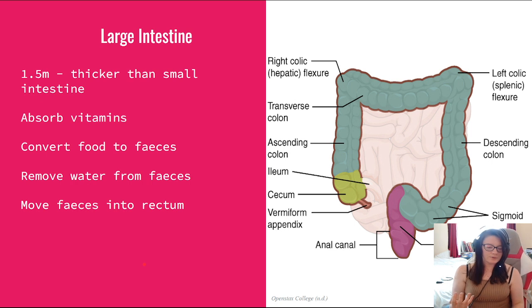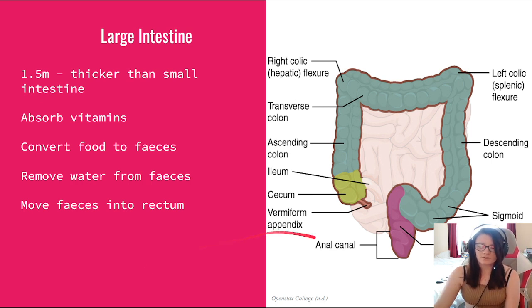Now if any of those vitamins and minerals are missed in the small intestine when that chyme is sent through into the large intestine, the large intestine can absorb any extra vitamins that it can. Now this is a much smaller tube, but it's much thicker, much more muscular, and that's because it will start to convert any of the waste products from this food into feces, and it will remove any extra water so that we're getting as much hydration as possible.